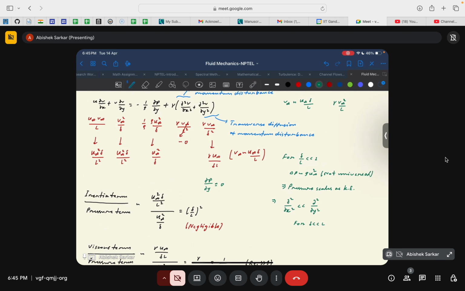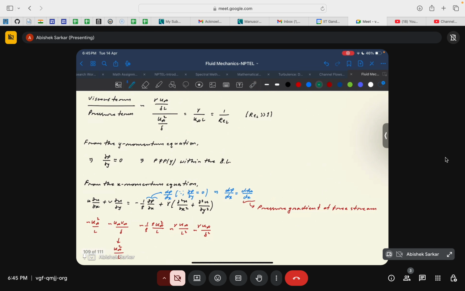So it basically tells us that, if from the y momentum equation we get dou P by dou Y equal to 0, it implies that pressure is not a function of the y coordinate in the boundary layer. Okay, so within the boundary layer, pressure does not vary along the depth of the boundary layer. It is a very important conclusion, and we will see how this conclusion helps us to simplify our equations even more.